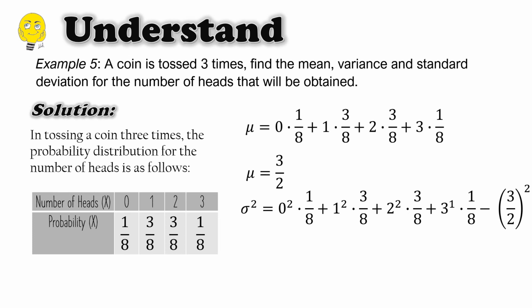Solving for the variance, that is the summation of the product x squared times p of x minus the square of the mean. So we have 0 squared times 1 over 8 plus 1 squared times 3 over 8 plus 2 squared times 3 over 8 plus 3 squared times 1 over 8 minus 3 halves squared. The answer is 3/4. And to get the standard deviation, we get the square root of the variance, that is 0.87.